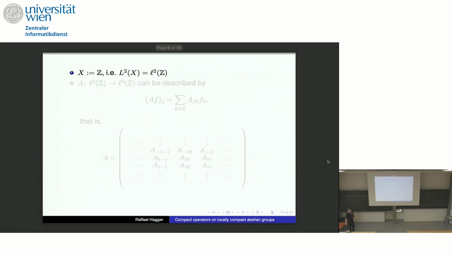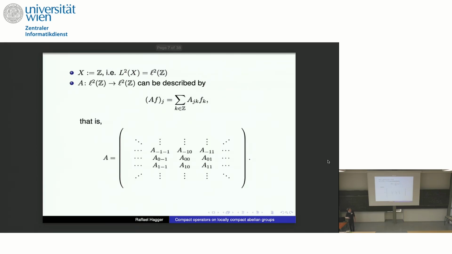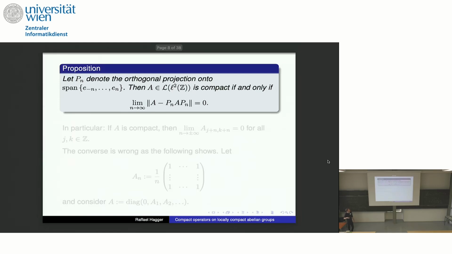What's the simplest locally compact group? Let's say take the integers. So there, the L2 space is just the usual sequence space. And what's nice about it is that in this case, I can represent all my bounded operators as infinite matrices. Okay, I like matrices. I can look at the entries, very nice. Okay. So what happens for these matrices?